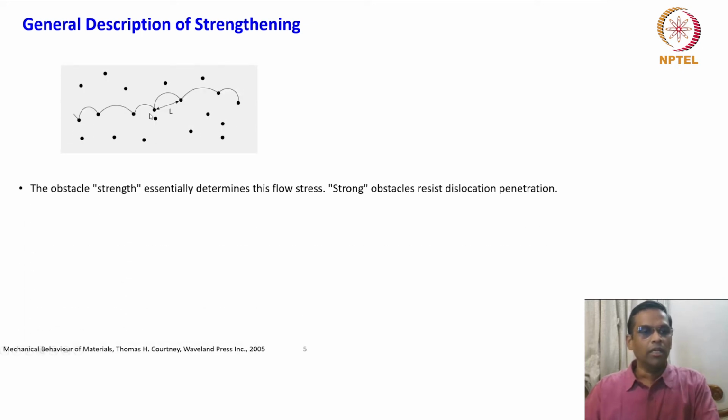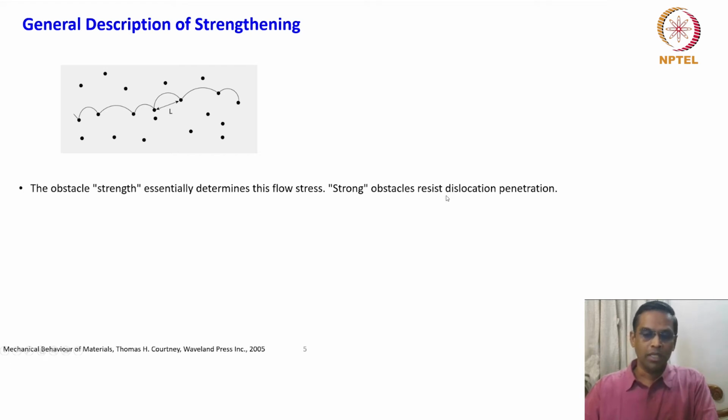Now we can have these obstacles in different forms. The obstacle strength essentially determines the flow stress. So we are talking about here the second phase particle in the matrix, but then whether the second phase particle is hard or soft enough as compared to the matrix. There is always a relative comparison of the hard or soft nature of the second phase particle with respect to the matrix. That is why the term strength comes into the picture.